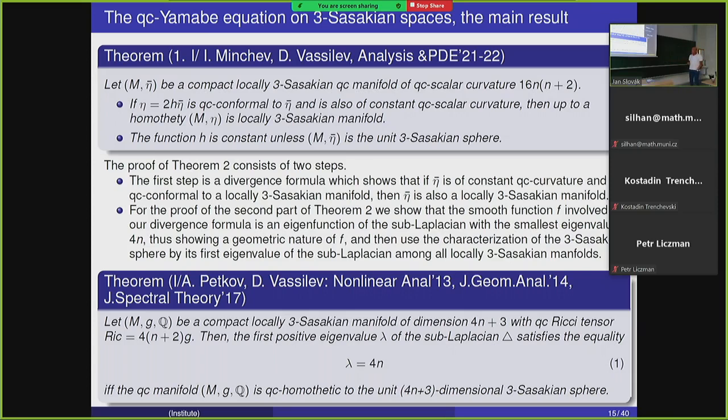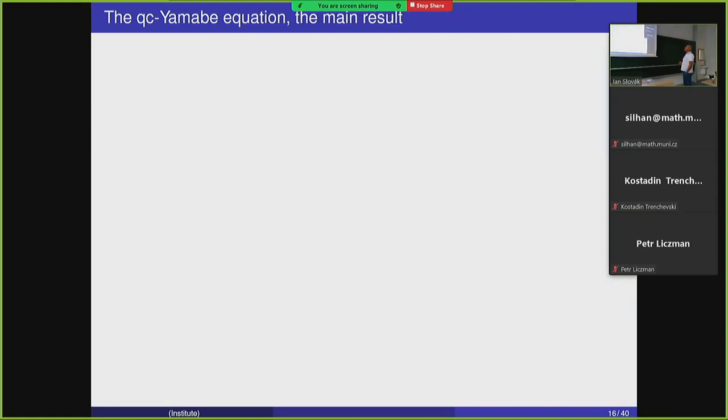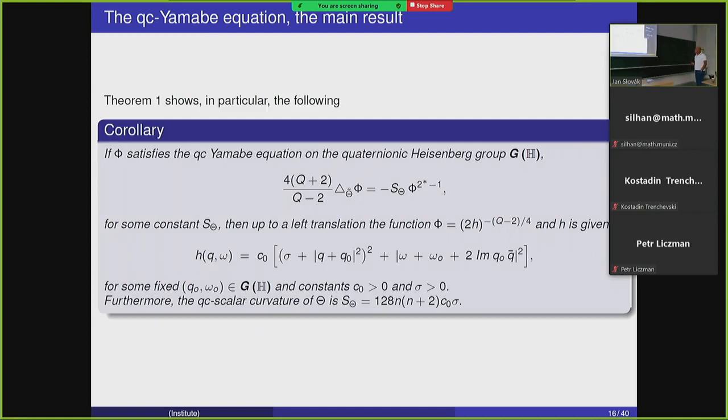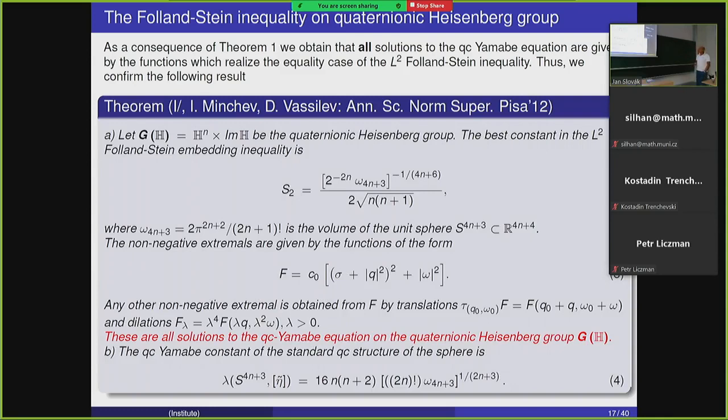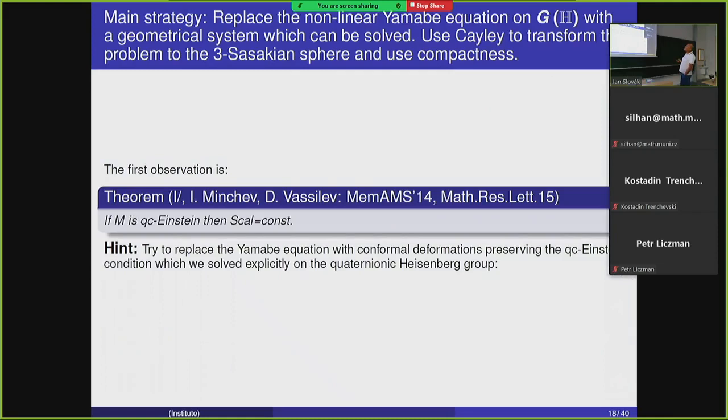So these are some corollaries. If one finds the solution of the Yamabe equation, one can find the Yamabe constant and all the things. I will skip this and explain also find extremals and all solutions of the Yamabe equation. But I skip this and explain how we prove this theorem.